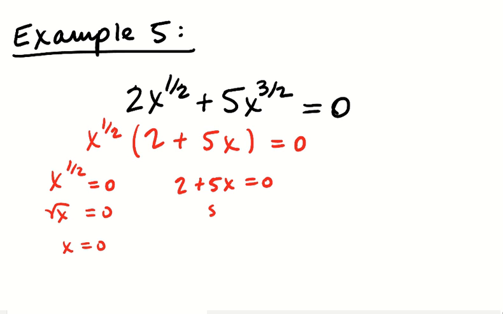This one I'm going to solve for x, and x is negative 2/5. And now, since I did not square both sides, I don't need to worry about extraneous solutions. These are both going to be solutions to the equation.